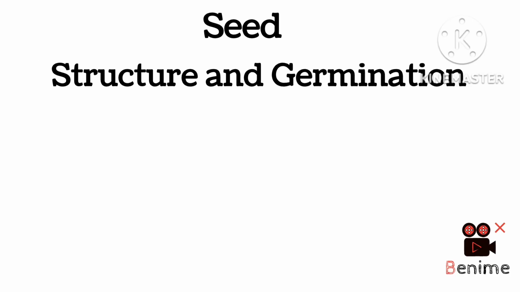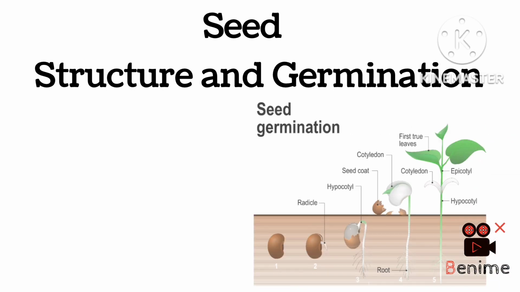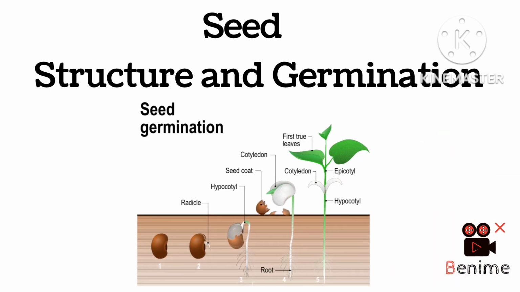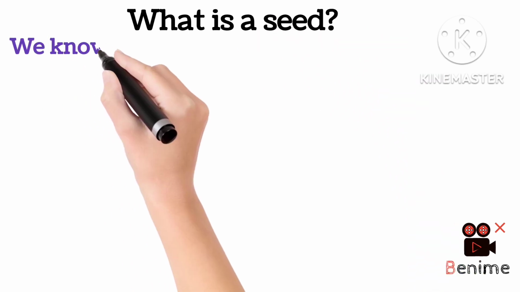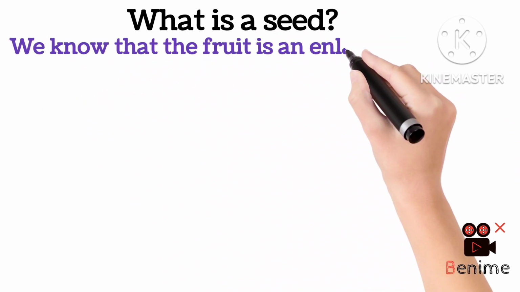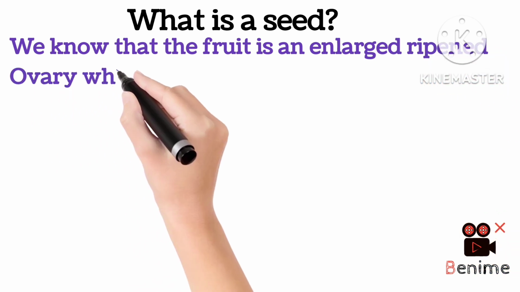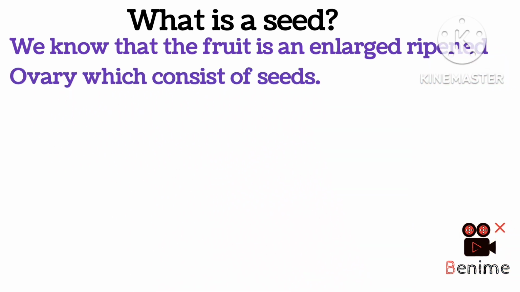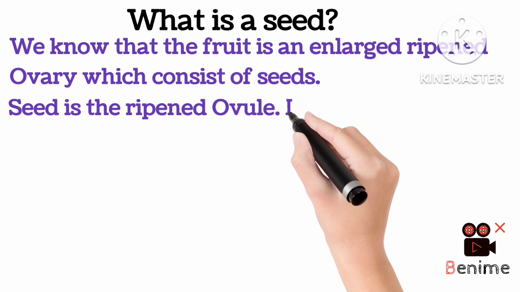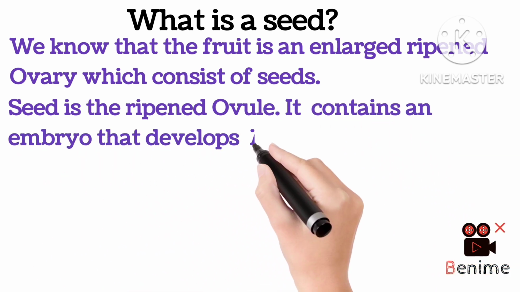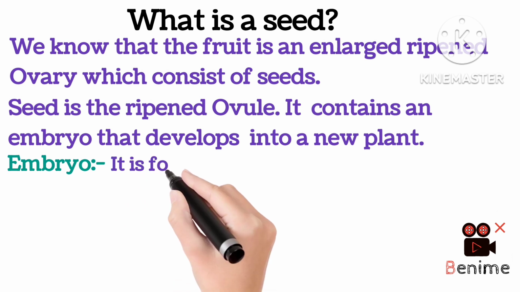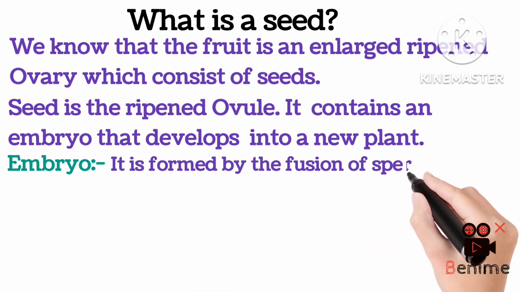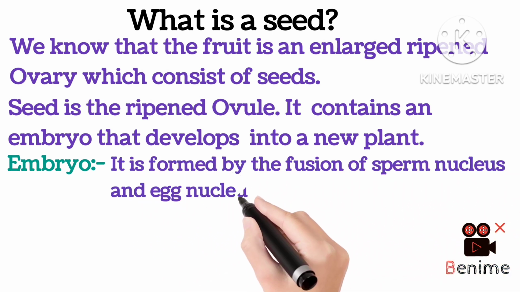Seeds, structure and germination of seeds. What is a seed? We all know that fruit is an enlarged ripened ovary which consists of seeds. And seed is the ripened ovule. It contains an embryo that develops into a new plant. Embryo is formed by the fusion of sperm nucleus and egg nucleus.